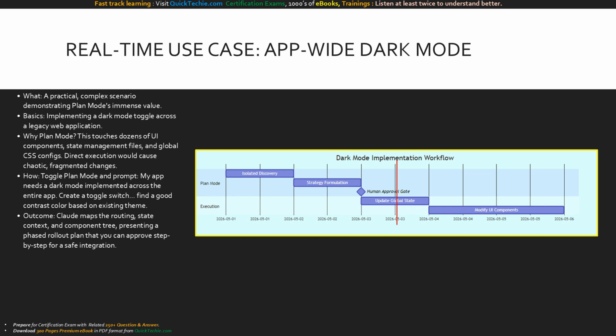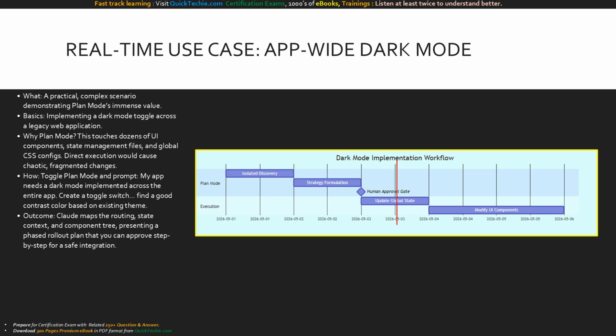Instead, you hit Shift+Tab for plan mode. You prompt, "My app needs a dark mode implemented across the entire app. Create a toggle, and find contrast colors based on the existing theme." Claude safely reads your component tree, identifies the global state provider, maps the CSS variables, and presents a phased rollout plan. You review it, ensure no components are missed, and then hit Approve for safe, orchestrated execution.